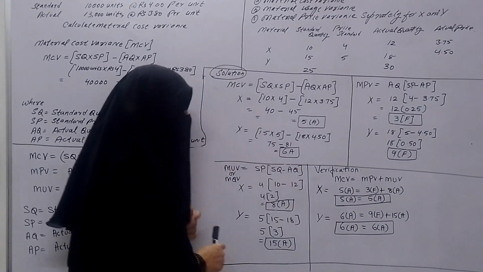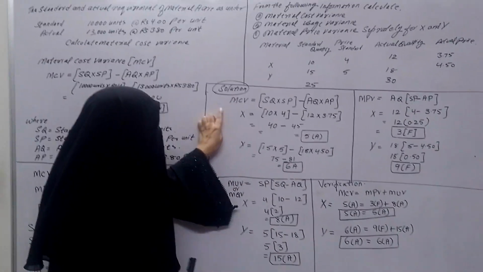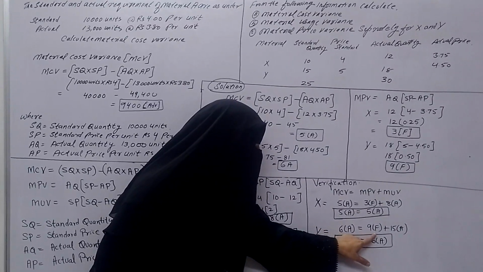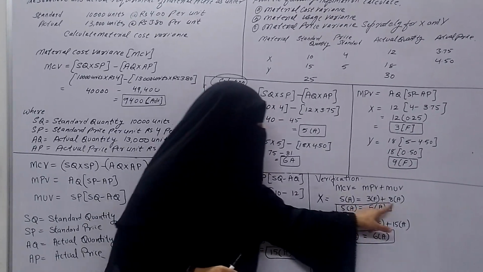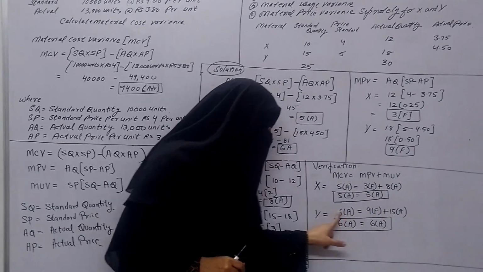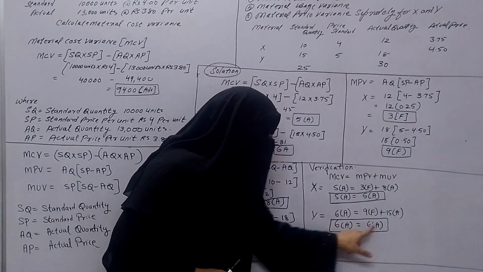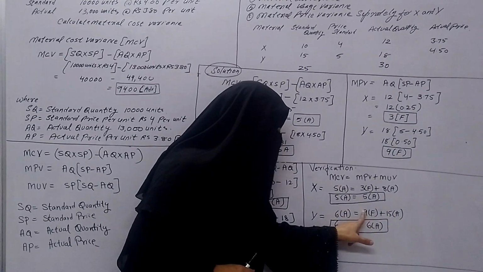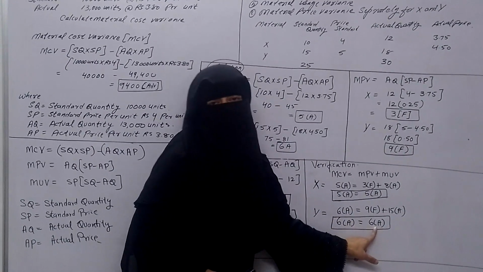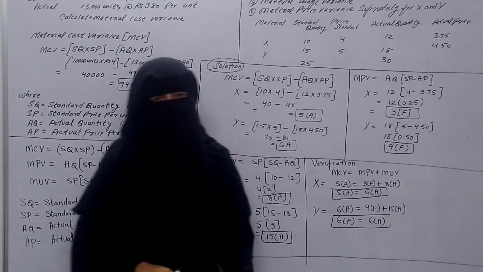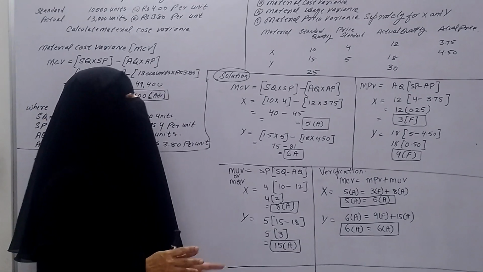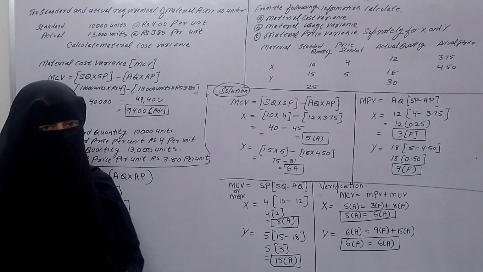Now for material Y, the MCV is 6 adverse and MPV is 9 favorable and MUV is 15 adverse. So 6 adverse is equal to 15 adverse, 9 favorable. 15 minus 9, again 6 adverse. So this is the verification. So students, these 2 questions are very important from your examination point of view.